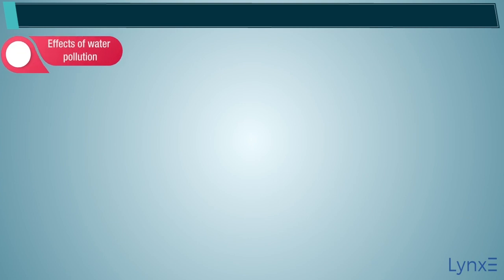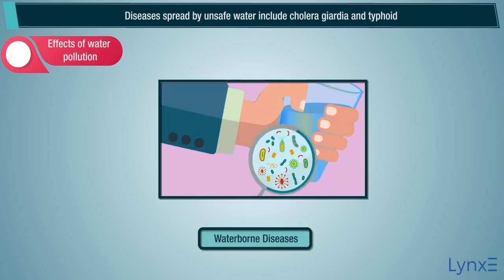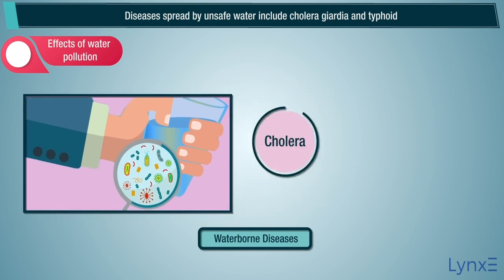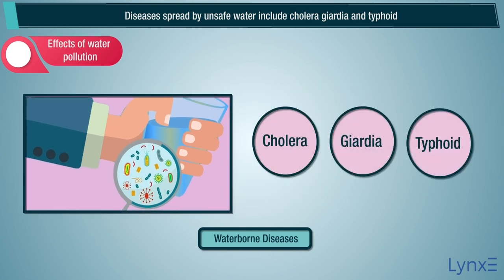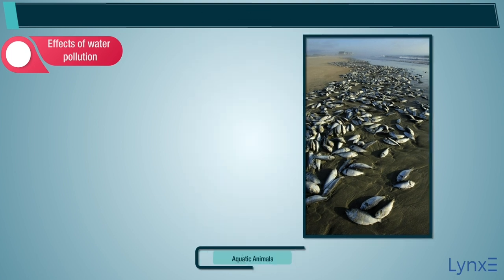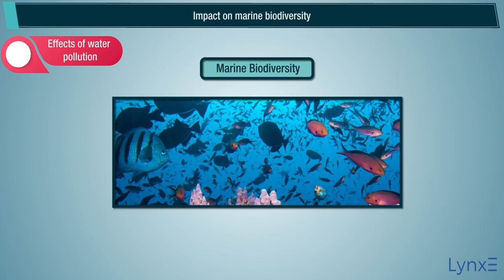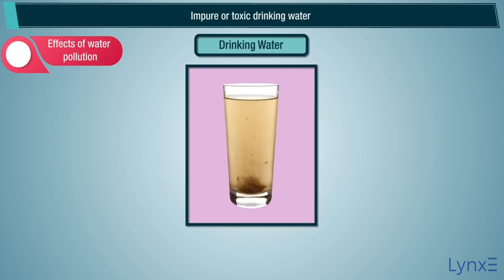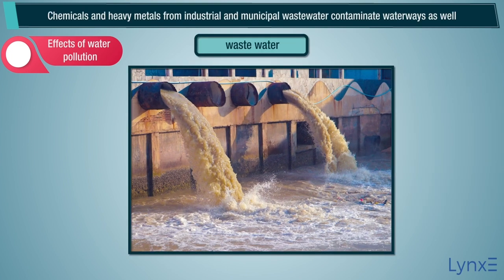Effects of water pollution. Effects of water pollution are: waterborne diseases. Diseases spread by unsafe water include cholera, giardia, and typhoid. Death of aquatic animals. Impact on marine biodiversity. Impure or toxic drinking water. Chemicals and heavy metals from industrial and municipal wastewater contaminate waterways as well.